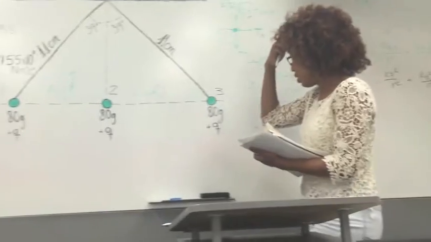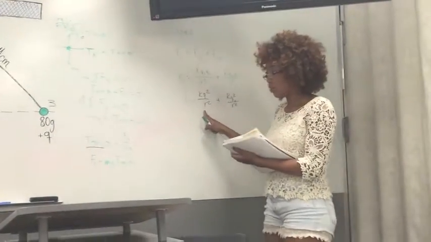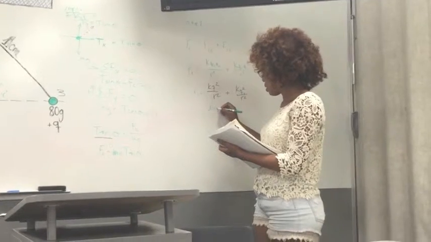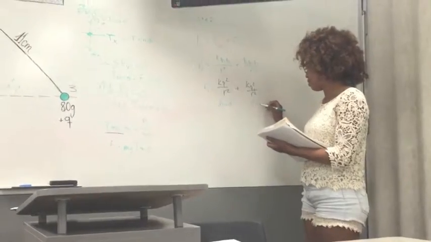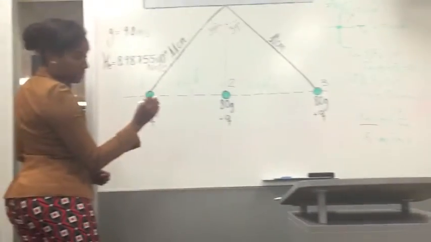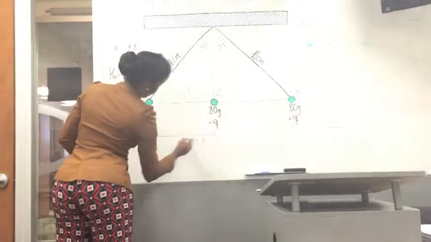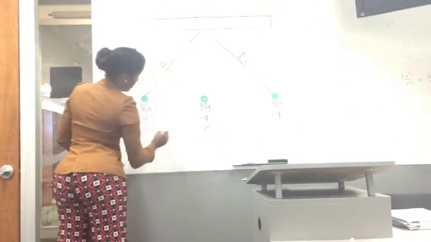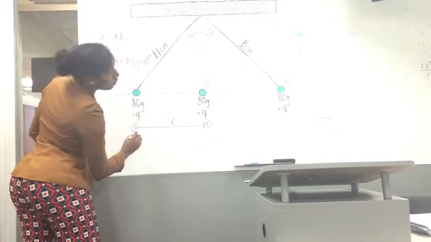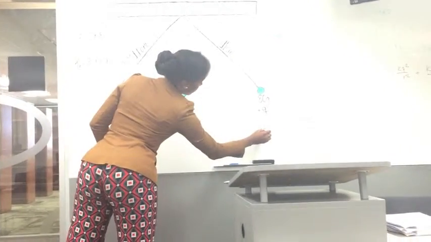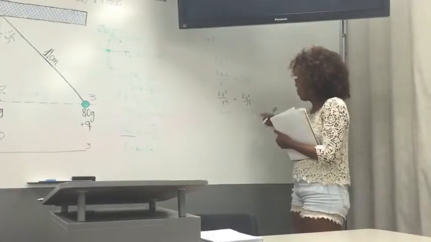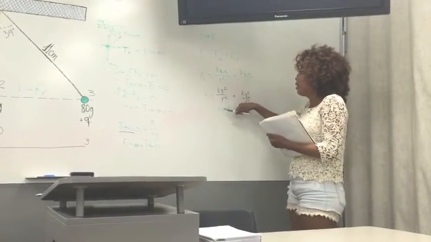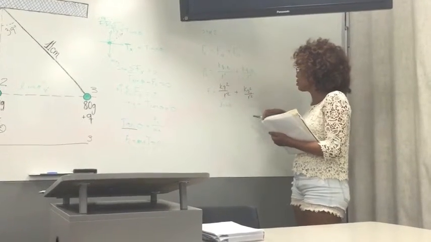So basically, our R for this one is going to be the L sine theta, and then our R for this one is going to be 2L sine theta. And that is because from 1 to 2, this is our length, and from 1 to 3, we have twice of that. Precisely.